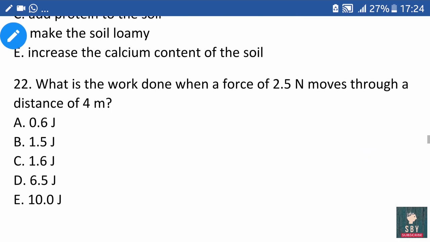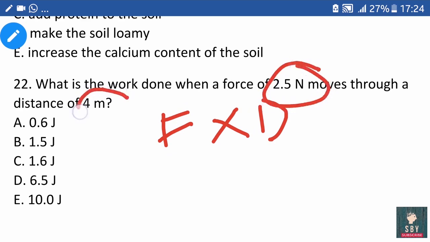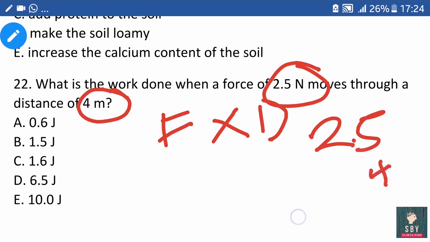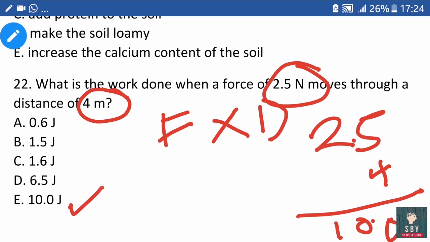What is the work done when a force of 2.5 Newton moves through a distance of 4 meters? Now the formula for work is force times distance. So the force multiplied by the distance. The force over here is 2.5 Newton. The distance is 4 meters. So you just have to multiply the 2.5 by the 4. Over here, I'll take off the decimal point. So I'm going to get 100. And I'll introduce the decimal point. So the decimal point will be here. So 10.0 joule. The SI unit for work is joule.